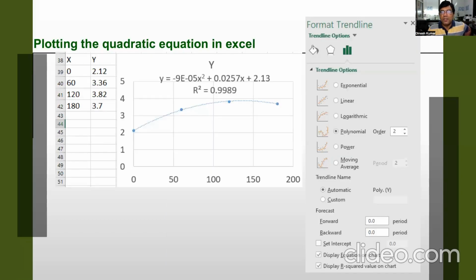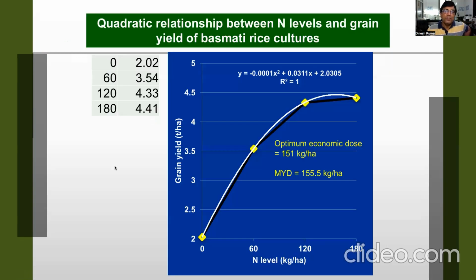And now, quadratic, you can write it this way also: quadratic relationship between N levels and grain yield of basmati rice. Suppose you have found this equation, then how to write the title of the graph? On the x-axis you have nitrogen, on the y-axis you have, suppose, yield. So this is the relationship between nitrogen rate and grain yield. So you need to name the variables. For writing the title of the graph, you can write like this: quadratic relationship between nitrogen level and grain yield of basmati rice, whatever you want. So this is the way to write the title.